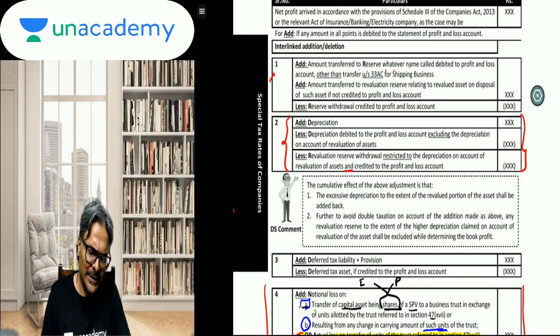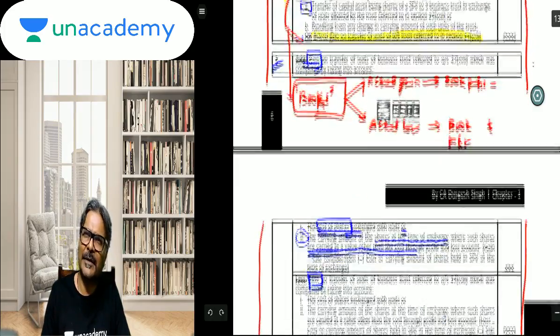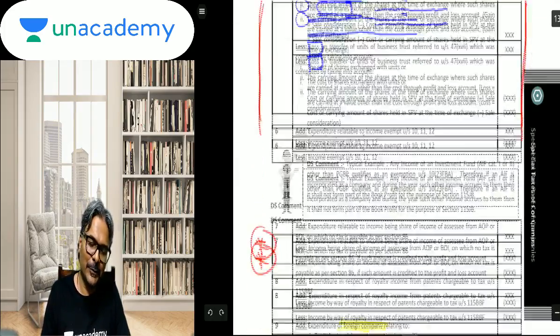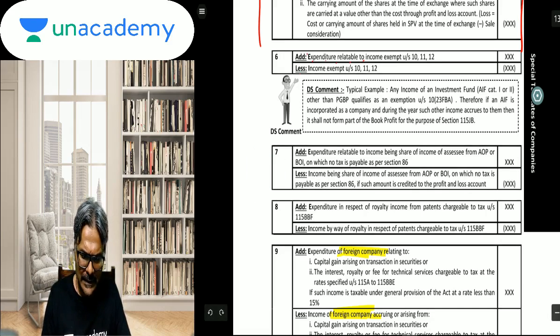Therefore, those provisions need to be added. Points number 4 and 5, students, are the game. It's a real thing, and you will learn the real nuances of the book profit calculation, but I'll do it in part 2. First, initially we'll just deal with the simple areas.